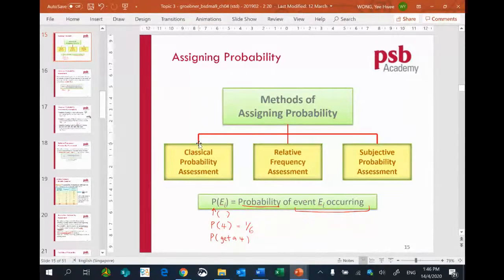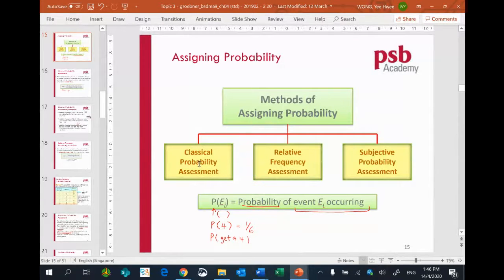There are many ways people assign probabilities. Basically there are three altogether here. Classical probability is the probability where you don't need to run an experiment. You know the answer. What's the chance you get a head when you toss a coin? You know very well it's 1/2. Why? Because there are only two sides on a coin.